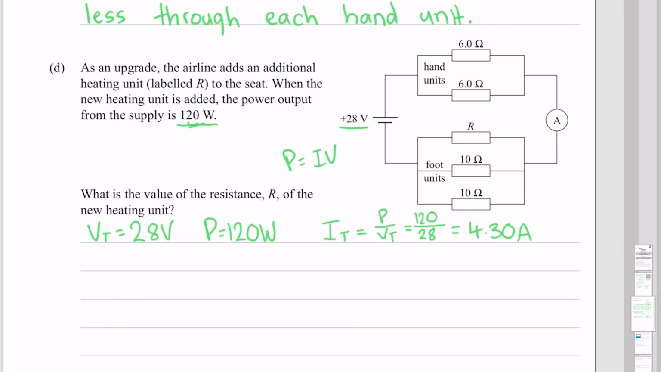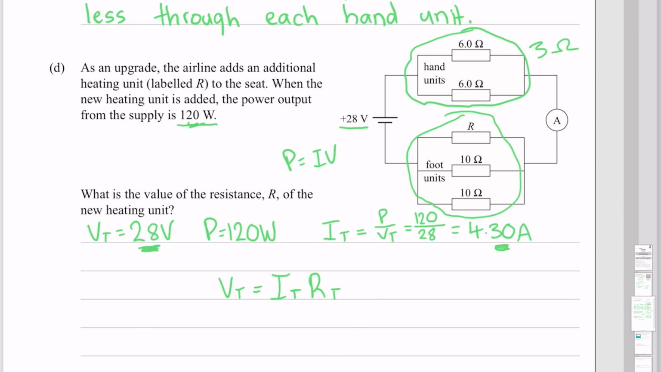The easiest way I see to approach this problem is to start with Ohm's law and apply it to the entire circuit, so let's start by doing that. Now, we know the total voltage, we know the total current. The total resistance is something we're going to need to break down. That's made easier by the fact that in question 1 we found that the total resistance of the hand units was 3 ohms. And by now we're all very much familiar with adding resistors in parallel, so hopefully you're comfortable with me writing this.